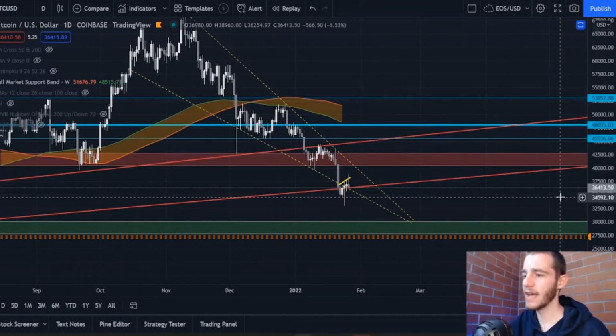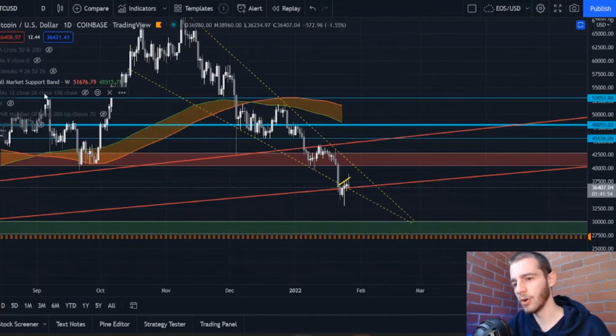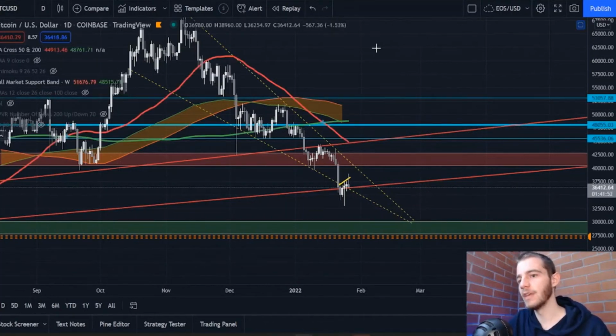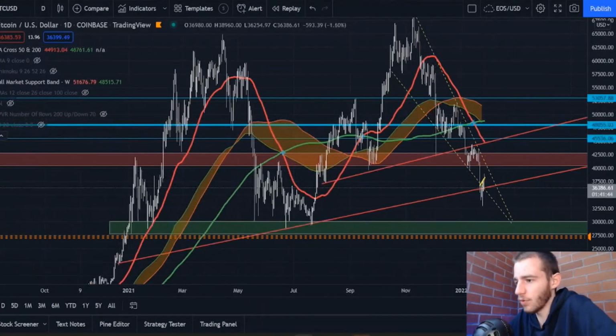If we break above 48K, and by the time we get there, we would have flipped the bull market support band, flipped the Ichimoku cloud, and also flipped the 50-day and 200-day SMA. And also, if we headed over to the weekly chart, we will also flip the 50-week SMA. So those are the things I'm looking at for the daily chart on Bitcoin.